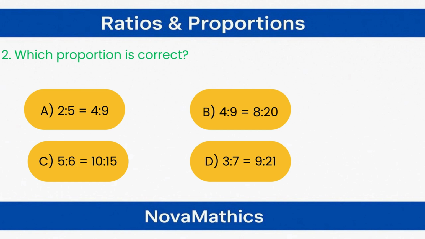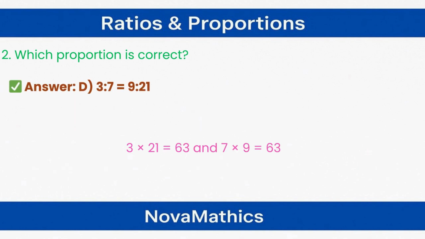2. Which proportion is correct? Correct answer is 3 to 7 equals 9 to 21. 3 times 21 equals 63, and 7 times 9 equals 63. That makes it a true proportion.